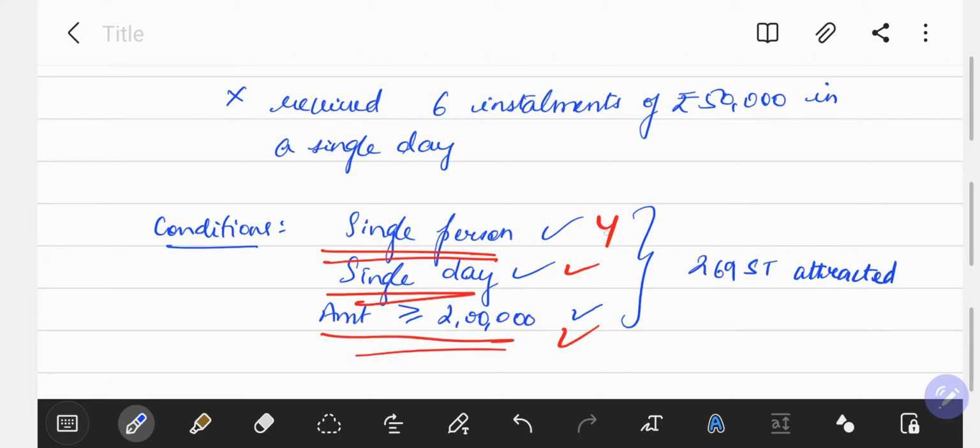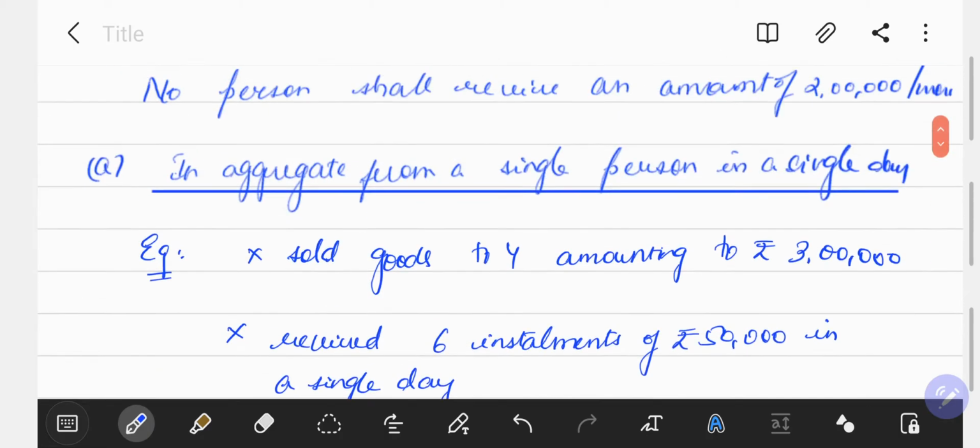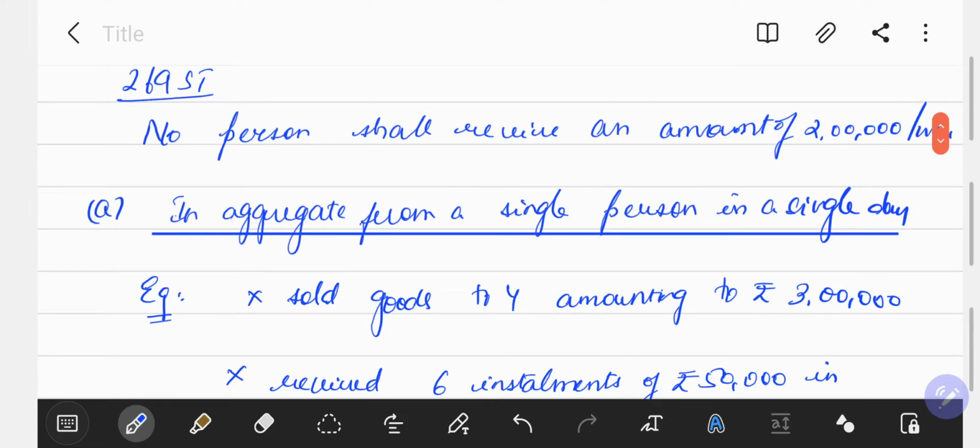Yes. So now if X receives the amount of this transaction in cash, then he will be violating section 269ST, because the condition here is no person shall receive an amount of 2 lakh rupees or more in aggregate from a single person in a single day. So X has received from Y, single person, on a single day, and aggregate amount is greater than or equal to 2 lakhs. So if X receives in cash, then section 269ST will be attracted.